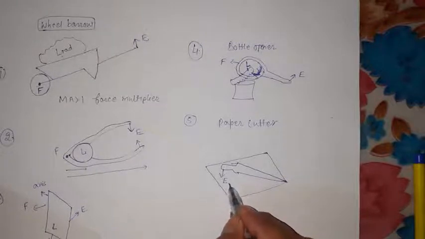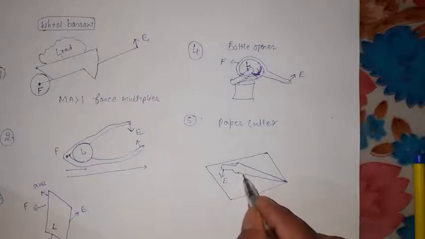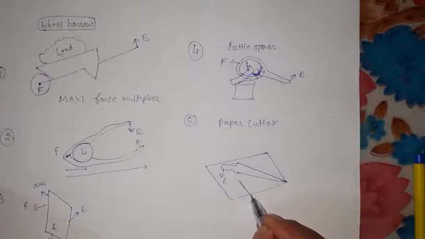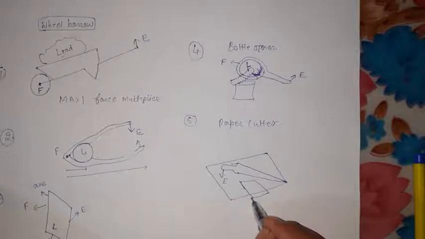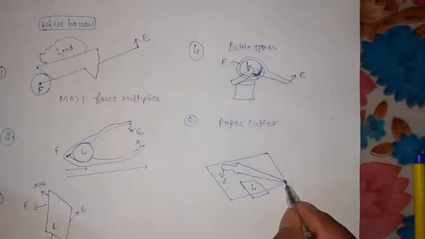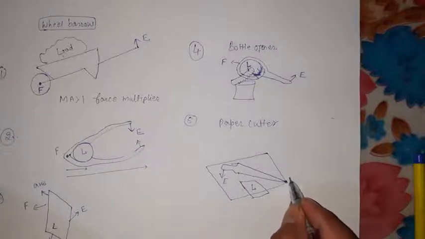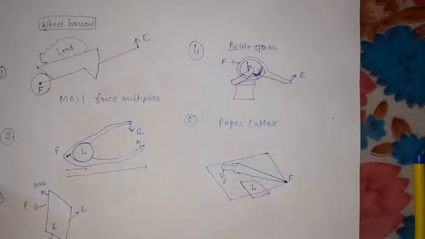So here effort is applied, and the load, meaning the paper which you place over here, this is the paper which we want to cut. It will cut from its middle part. Here is the load, and the fixed point about which it moves is the fulcrum. Thus this is a second class lever.